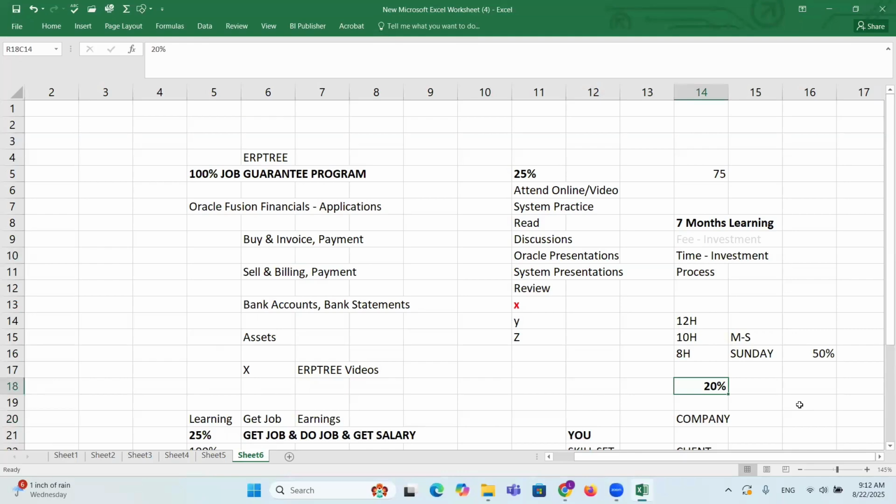Oh, the title is 100% job guarantee. It is not like a movie ticket, where you buy and you watch the movie. You pay the fee, you get eligibility to learn. If you are not utilizing that opportunity, you will become a fool.